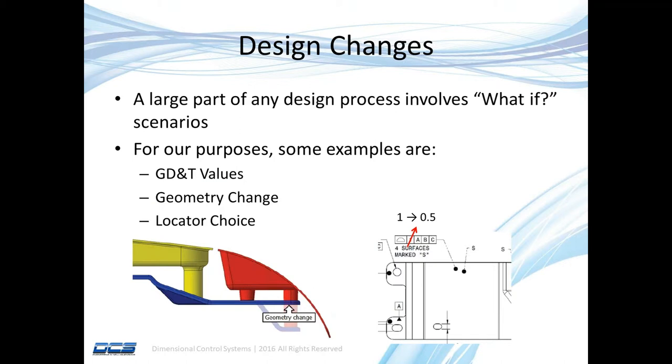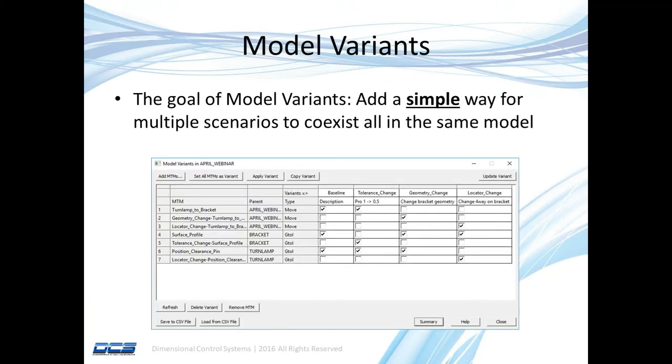A large part of any design process involves a lot of what-if scenarios. When you're doing a dimensional engineering project, common examples of what-if scenarios are, what if we changed a GD&T value? What if we changed the geometry? What if we changed what locators we're using? So among several other possible what-if scenarios, those are a few. And so that's where model variance comes in.